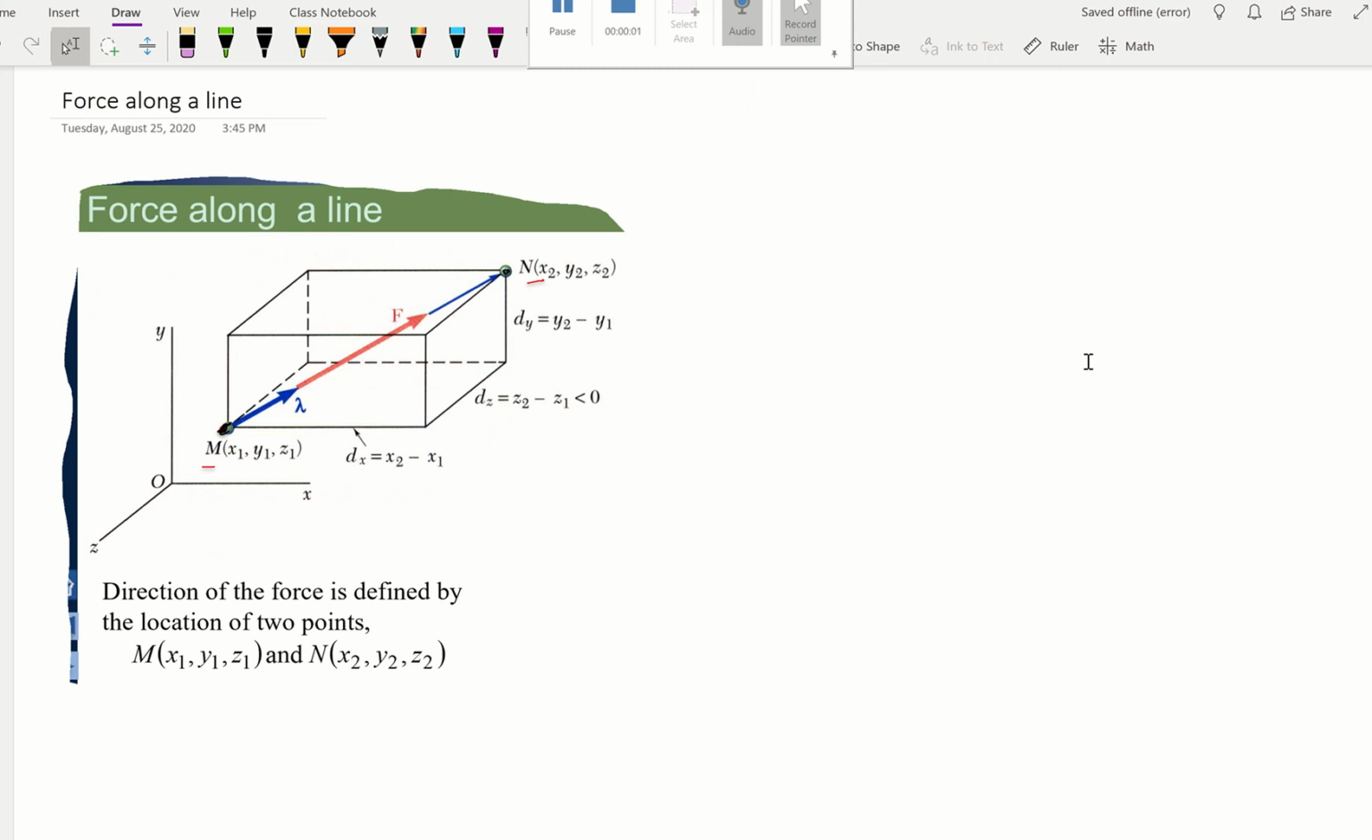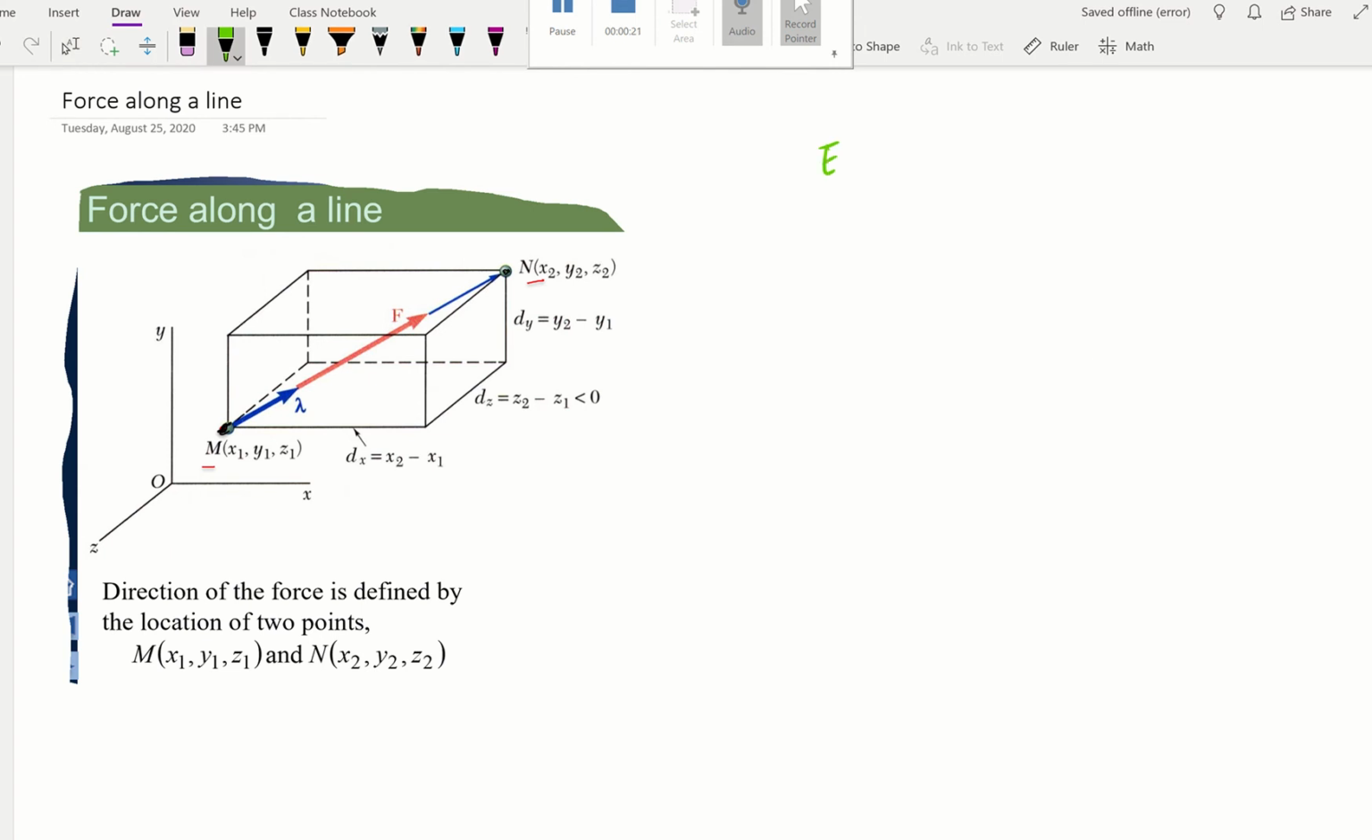Hi, in this video, we're going to talk about the concept of force along a line. This is one of the most essential topics in statics because you're going to use this over and over. What is force along a line? Essentially, you are given a force magnitude.